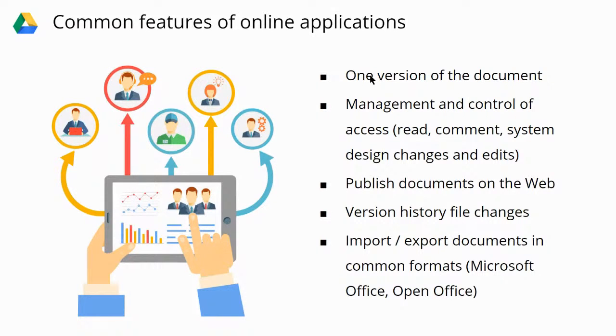Next feature is the public documents on the web. Then we have version history file changes and the import and export documents in common formats. So you will be able to publish any of your documents on the web. Version history file changes means you can monitor what kind of changes and exactly when these changes happen in your document. Import and export documents in common formats mean you can go from having your Google Docs online to having them as a Word file using Microsoft Office on your laptop locally.